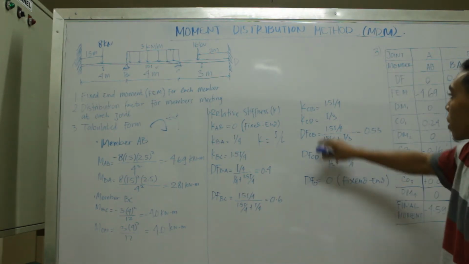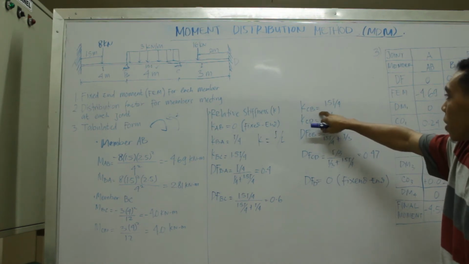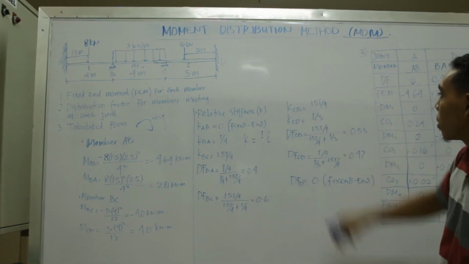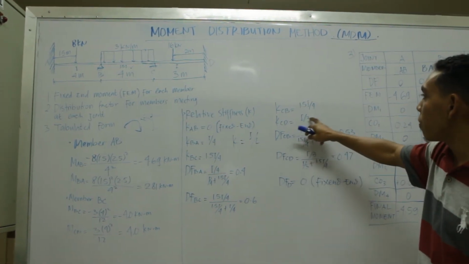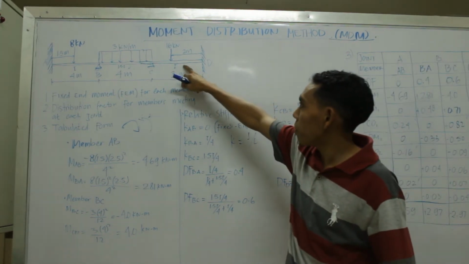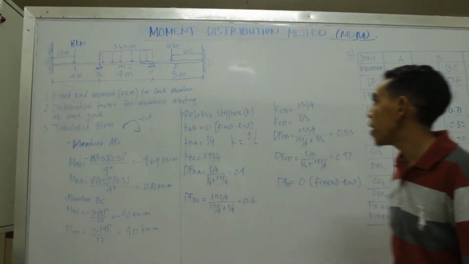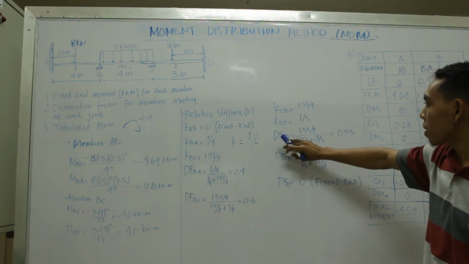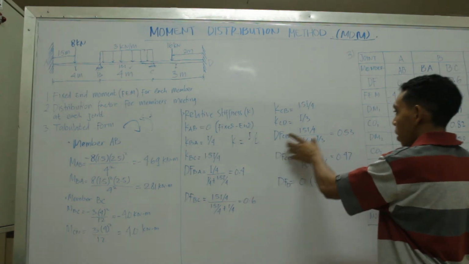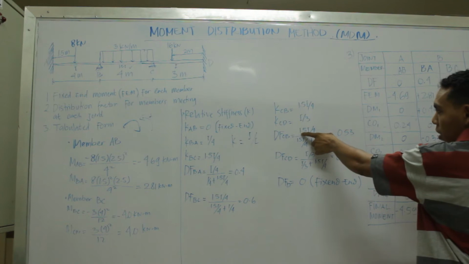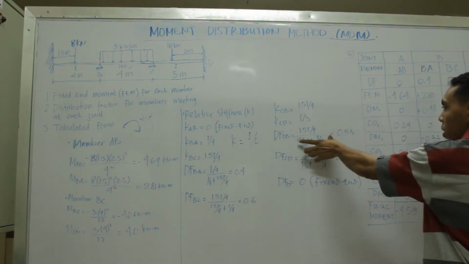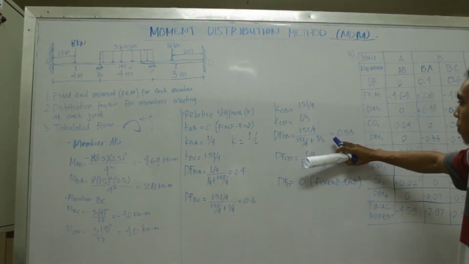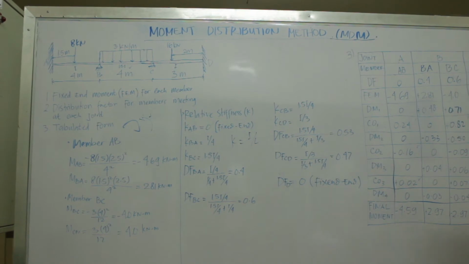And for the relative stiffness of member CB we have 1.5 I over 4, and for CD, we have I over 3, because remember, the moment of inertia here is I, and the length is 3. The distribution factor for CB is 1.5 I over 4 over 1.5 I over 4 plus I over 3. So we have a distribution factor of member CB equal to 0.53.